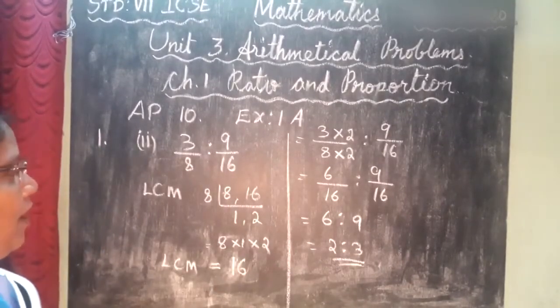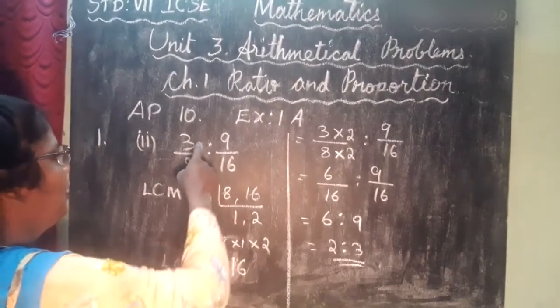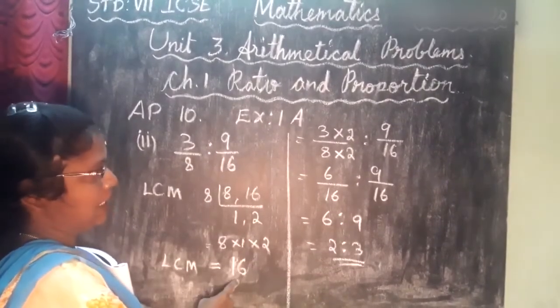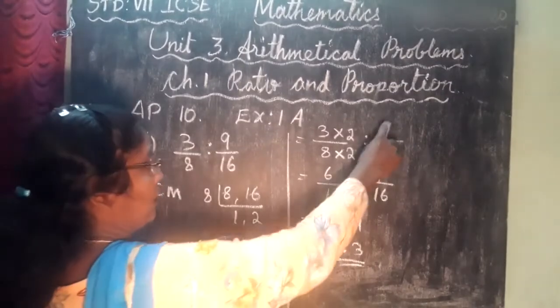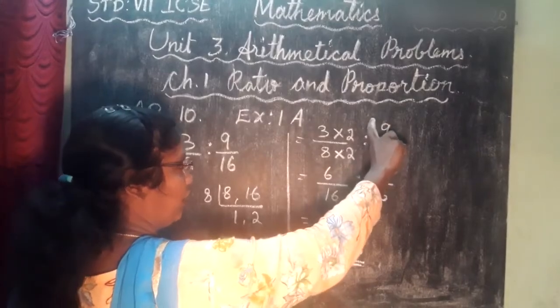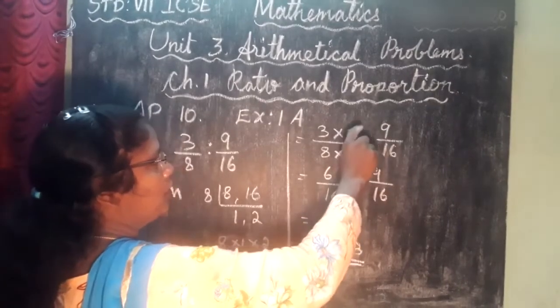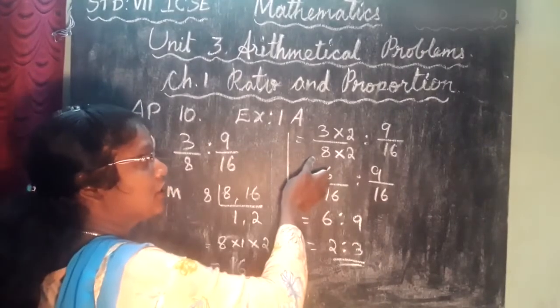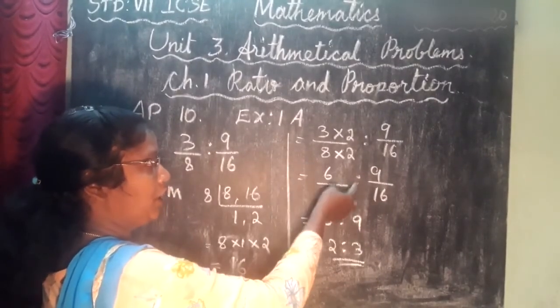Understood, children? Let me explain once again. 3 by 8 to 9 by 16. I am finding the LCM. I am getting 16 as LCM. Already in the second term I am having 16. So I am not going to change or convert anything, because already I am having 16 as denominator. Only in the first term I don't have. So I am converting 8 into 16.